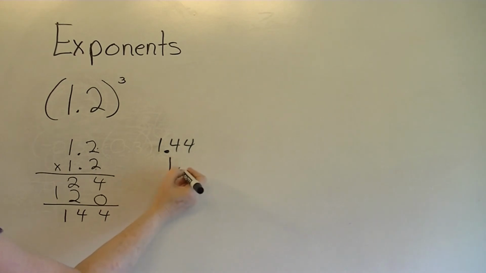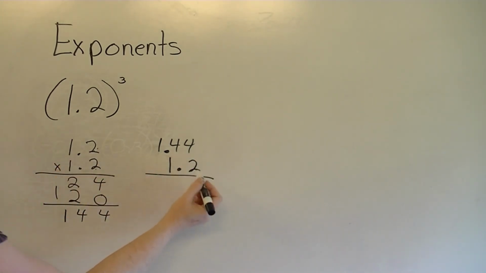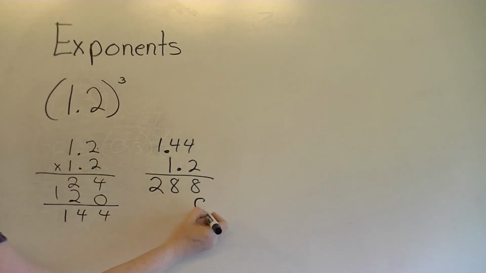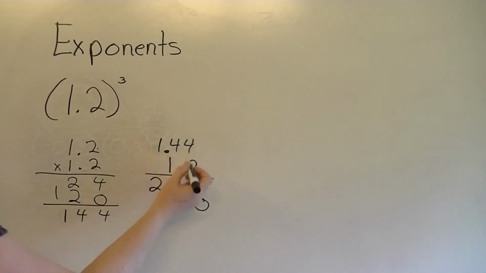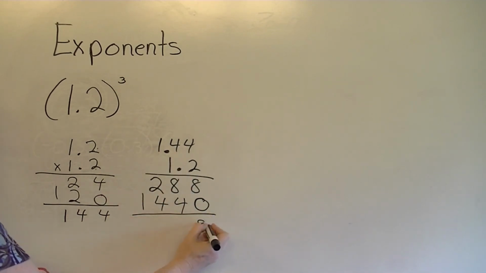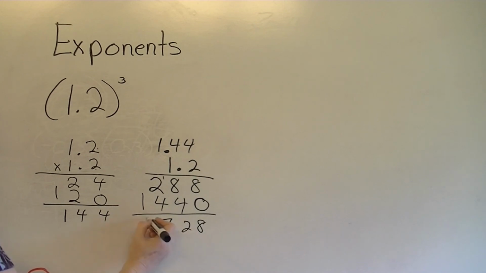Now I'm going to multiply again by 1.2, so that makes 1, 2, and this is my final one. 2 times 4 is 8, 2 times 4 is 8, 2 times 1 is 2. Finished with that one. Now let's go. 1 times 4 is 4, 4, and then 1, add them up. And I have 3 digits on the right side of the decimal, so that means 3 spaces to the left, and my answer would be 1.728.